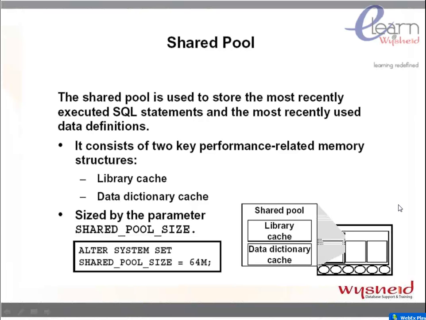Okay, so the size of the shared pool is decided by the shared_pool_size. That's an instance level parameter, and we set it by giving the command alter system set shared_pool_size equal to a value.